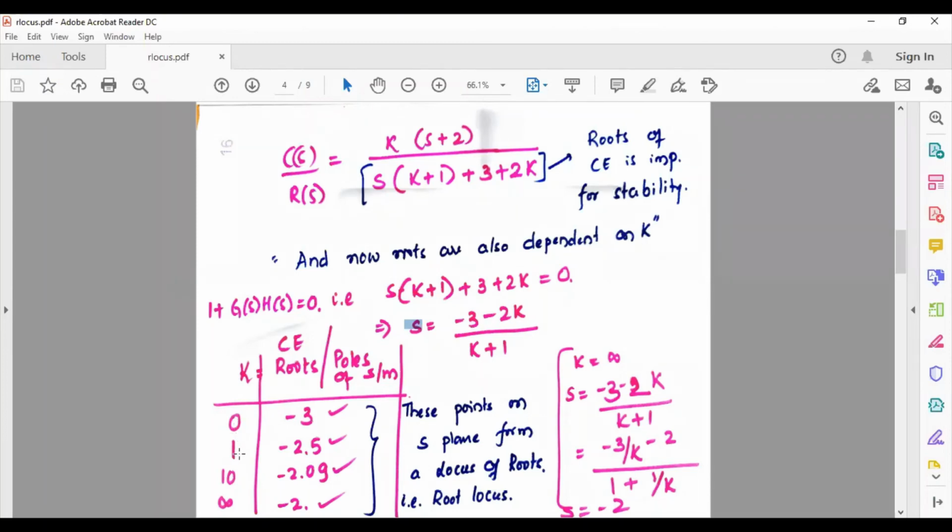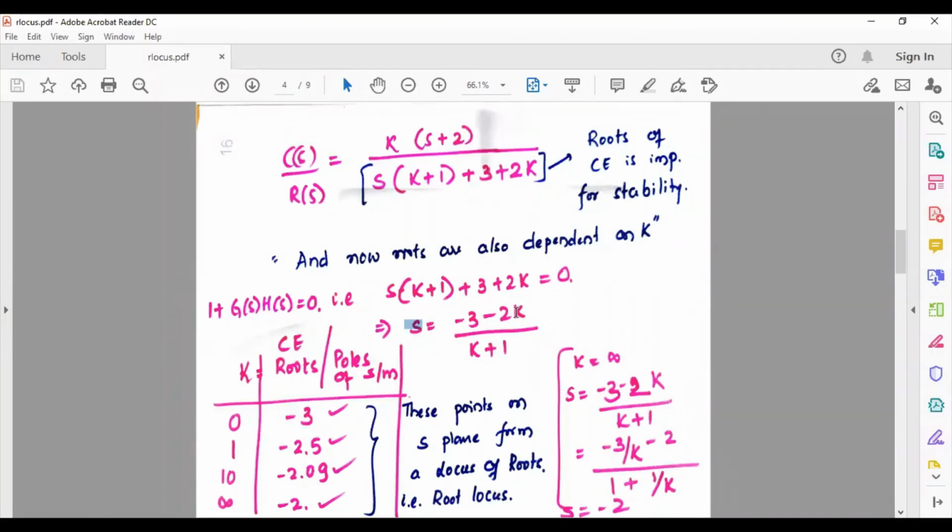Okay, I will go on increasing k now. So I'll make k equal to 1. So minus 3 minus 2 divided by 1 plus 1, it is minus 2.5. I will check what is the root at k equal to 10. So minus 3 minus 20 divided by 10 plus 1, so for 10 it means minus 2.09. So the root is still minus 2.09.